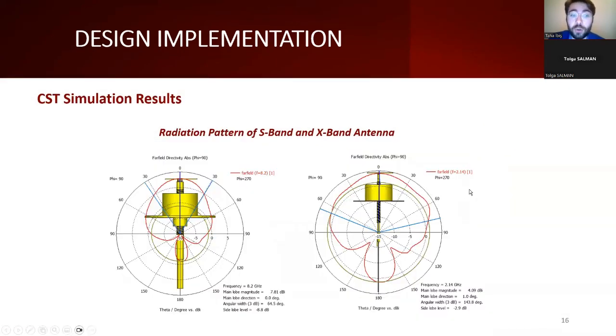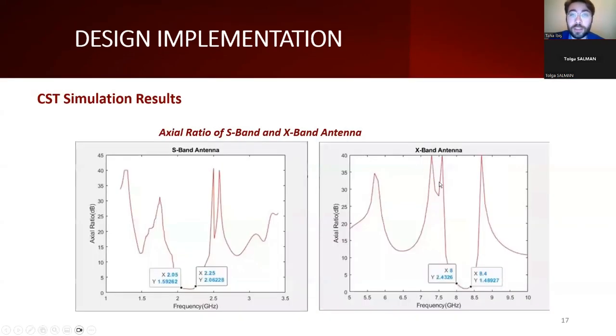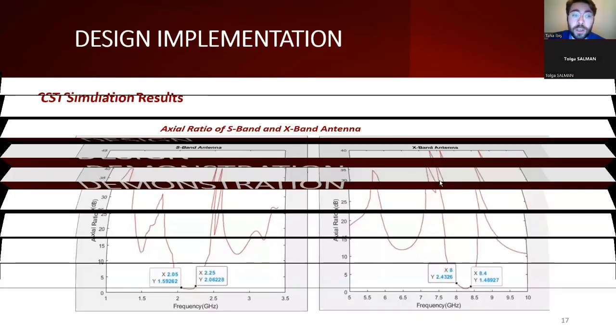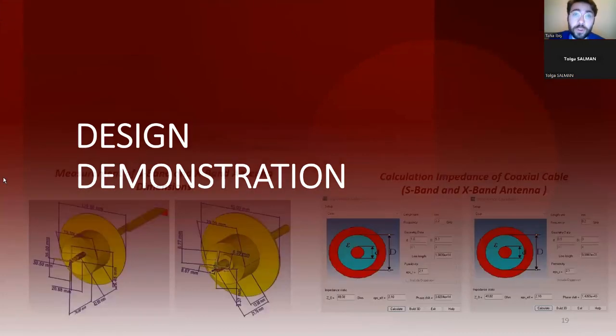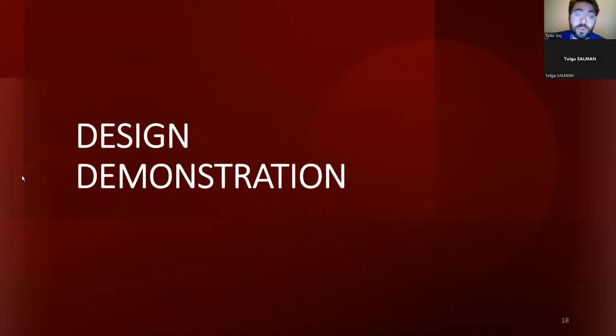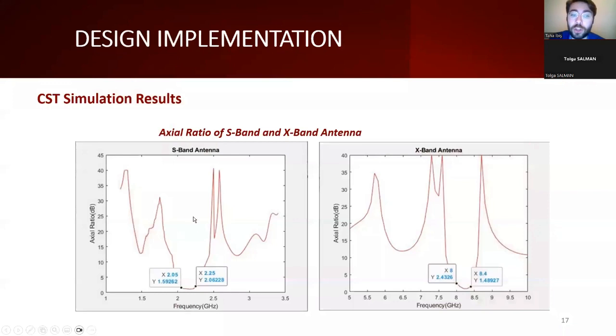The radiation pattern of antennas are shown on the slide. The axial ratio of antennas are shown on the slide. When we look at our operating frequency range, for S-band between 2 and 2.3, for X-band 8 and 8.4, we can see that it is below 3 dB. So we can say antennas are circular polarized.